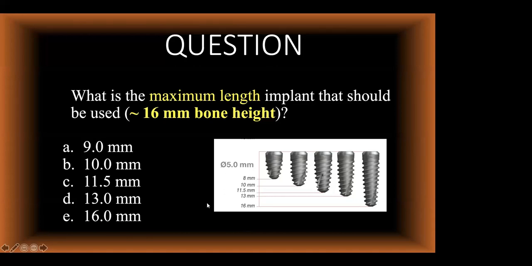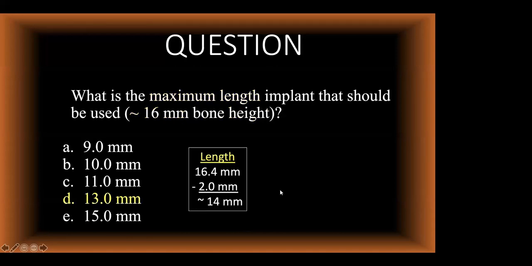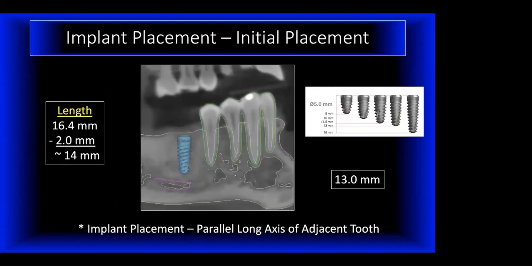Very good. Okay, so if we look at that, here's the easiest way. Take the available bone length or height, 16.4 millimeters, subtract the safety zone, we have 14 millimeters. Look at the available implants. I showed you the Han system there, so they have a 13 millimeter and a 16, so the ideal length would be 13 millimeters. You never want to go more than that safety zone number that you have.